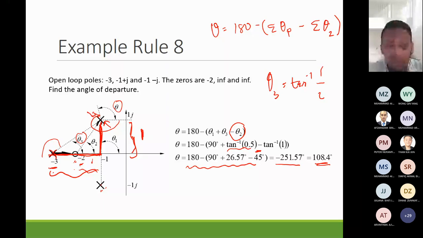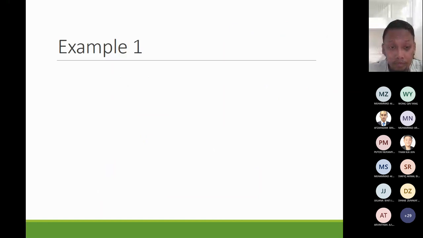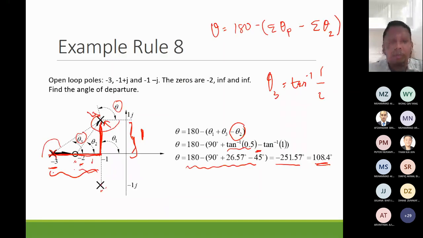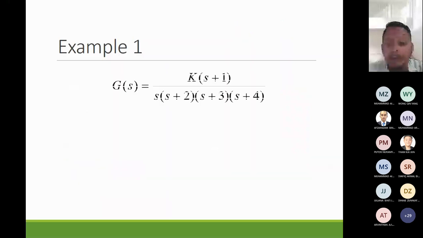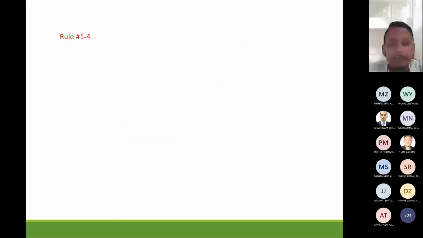Okay, so that's the example for rule number 8. Okay, so the examples for the rules are finished. So there are 8 rules. Is there a summary slide? Try the slide.